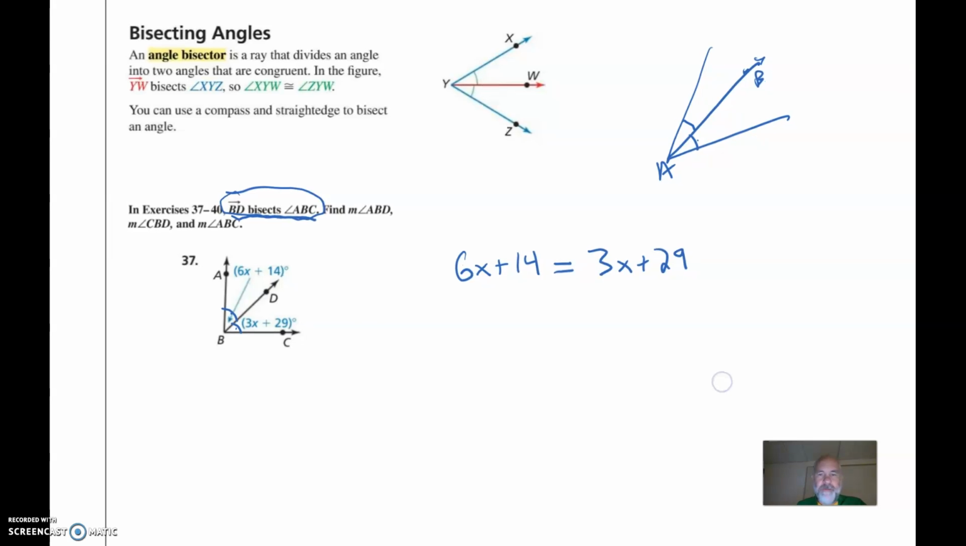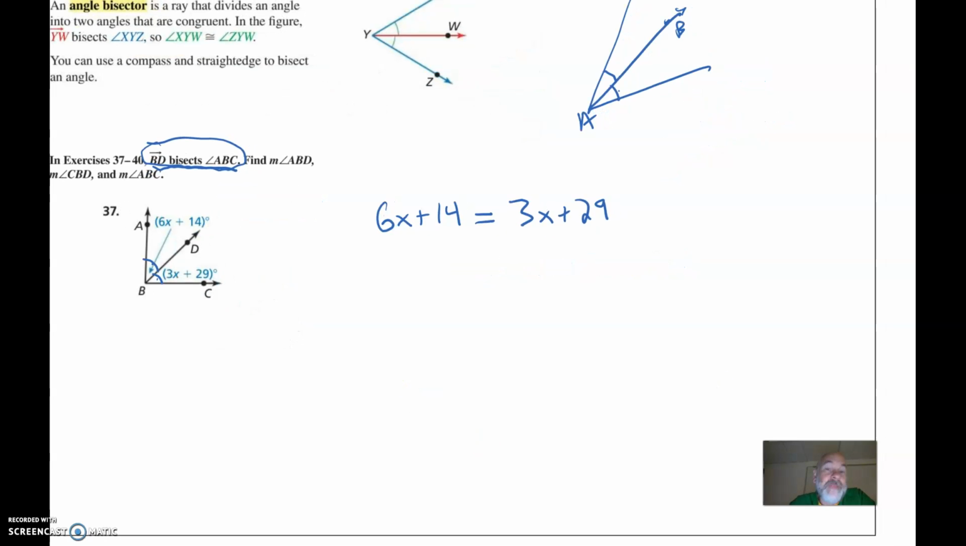All right, we're going to do the last part fast because I want to try to finish this up. So now we can solve the equation. We'd subtract 3x, and so we get 3x on this side. The equals is staying there. And then I'm going to subtract 14 because I want to move the 14 over. 29 minus 14 is 15. And x is equal to 5.